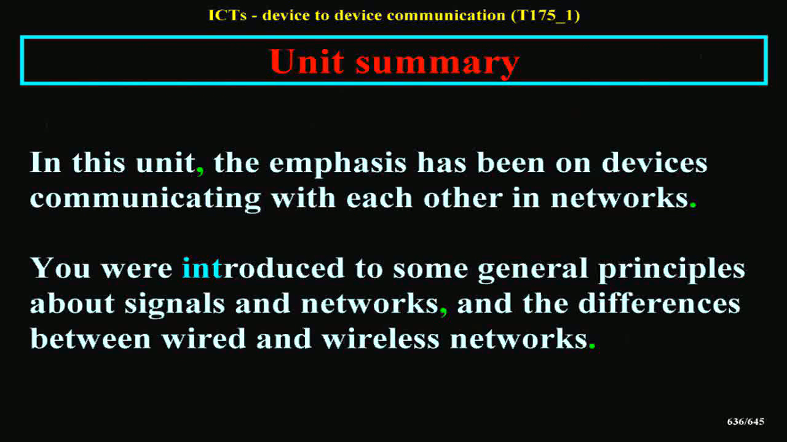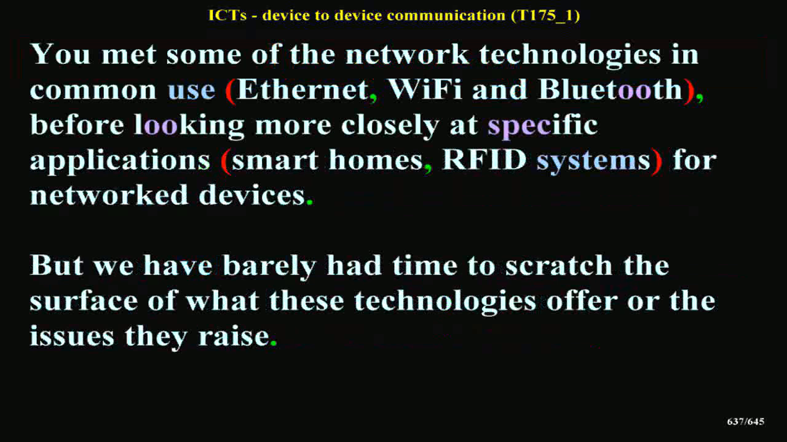Unit Summary. In this unit, the emphasis has been on devices communicating with each other in networks. You were introduced to some general principles about signals and networks, and the differences between wired and wireless networks. You met some of the network technologies in common use: Ethernet, Wi-Fi and Bluetooth, before looking more closely at specific applications: smart homes, RFID systems for network devices. But we have barely had time to scratch the surface of what these technologies offer or the issues they raise.